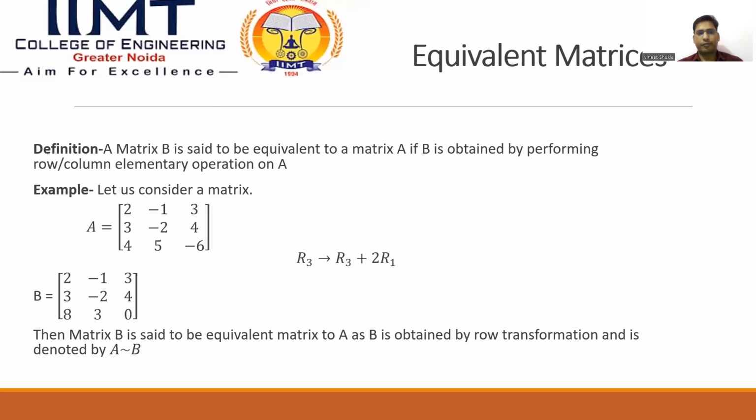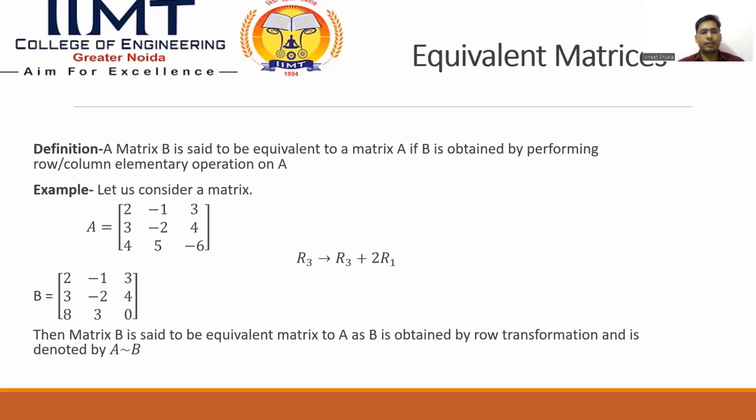Equivalent matrices. A matrix B is said to be equivalent to a matrix A if the matrix B is obtained from matrix A by applying a row elementary operation or a column elementary operation on A.